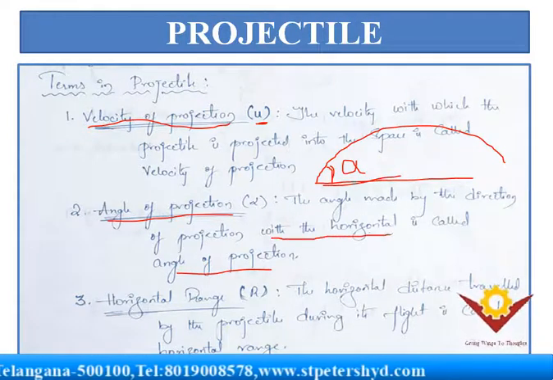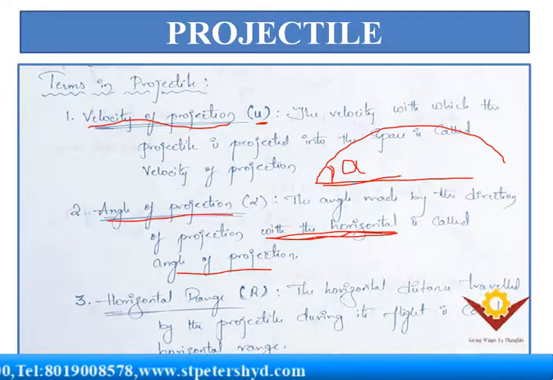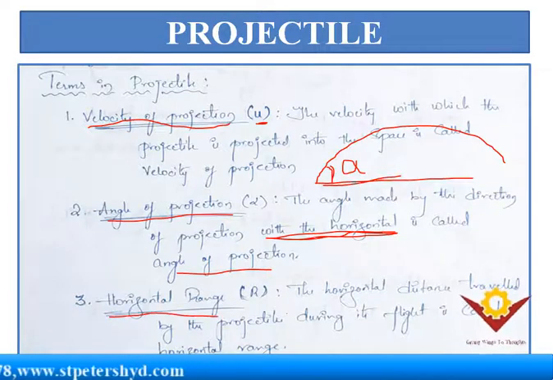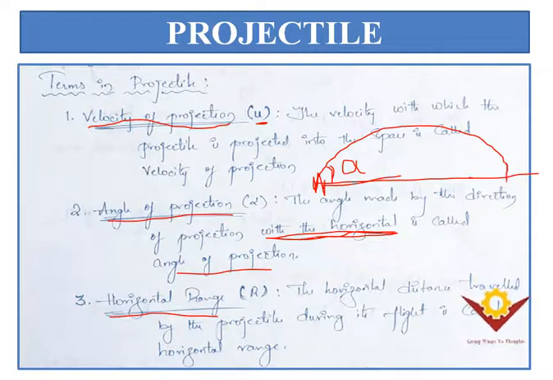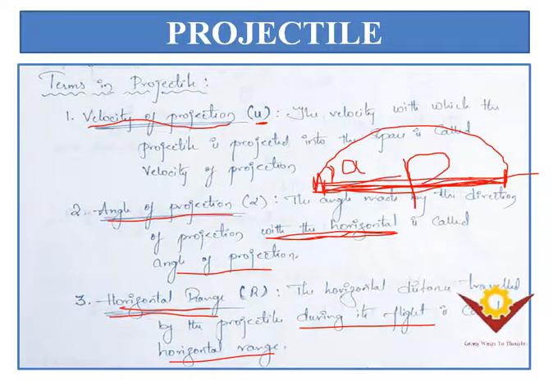With horizontal, clear? And the next one is horizontal range, the horizontal distance. From here, where it has reached the ground is your total distance, right? And this distance we call horizontal range. You can see here, the horizontal distance traveled by the projectile during its flight is called horizontal range. You represent this as R, so this is your total horizontal range, clear?